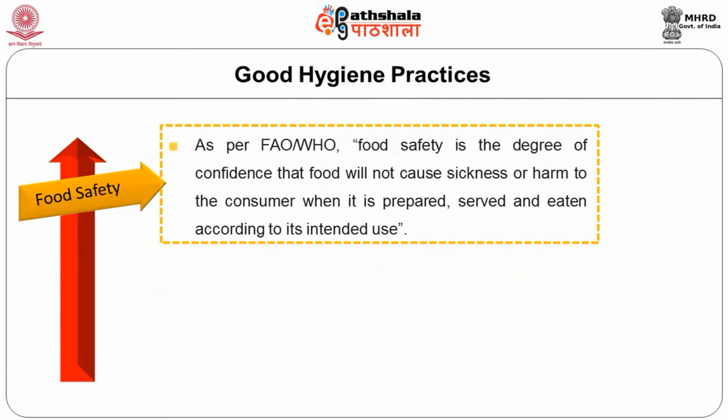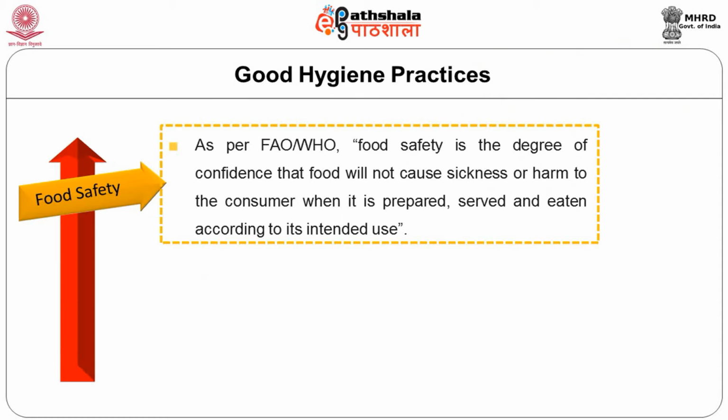Food safety, as per FAO and WHO, is the degree of confidence that food will not cause sickness or harm to the consumer when it is prepared, served and eaten according to its intended use. It is important to understand that food safety depends on how food is prepared, served and eaten. Any deviation at any stage may make food unsafe. That is the concept of food safety.